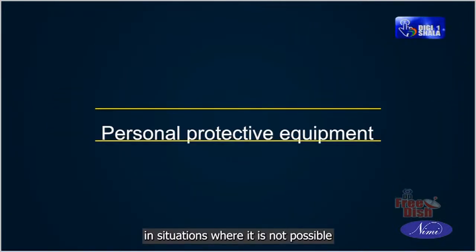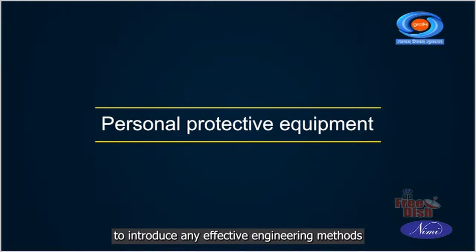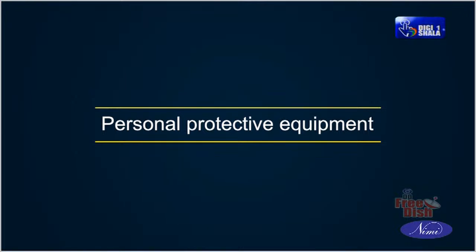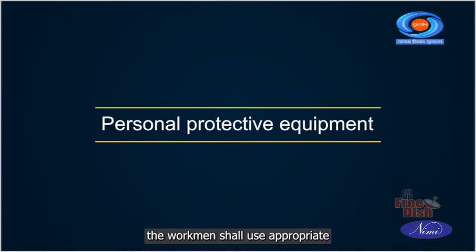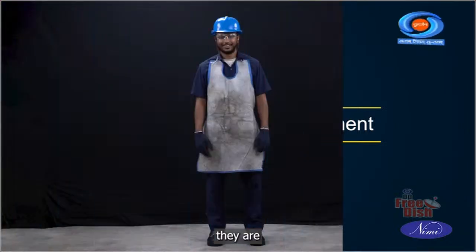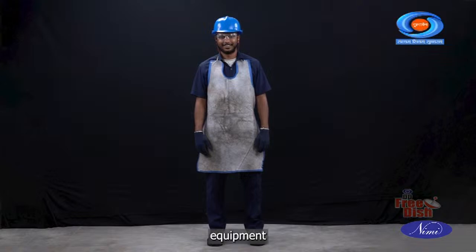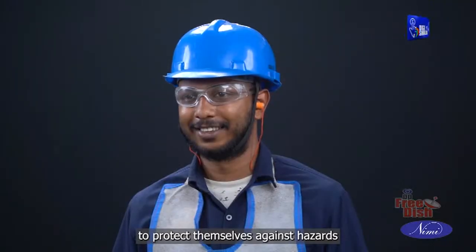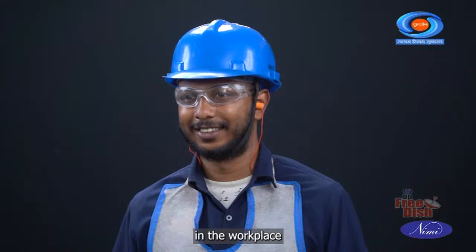In situations where it is not possible to introduce any effective engineering methods for controlling or eliminating hazards, the workmen shall use appropriate types of personal protective equipment. Now let us know about PPE. They are devices, equipment, or clothing used or worn by the employees to protect themselves against hazards in the workplace.